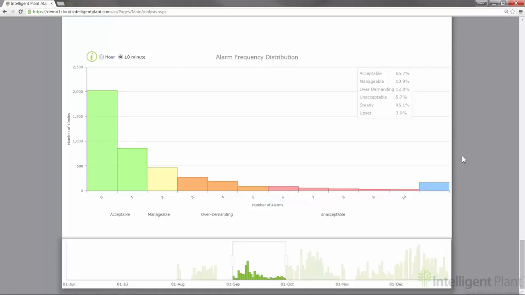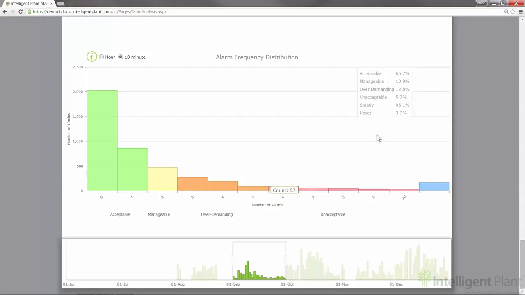In a modern integrated system with control, shutdown and fire and gas functionality, it is quite possible for this to occur. We can see that for this system there were 2024 10 minutes with no alarms, and that in fact no alarms is the most likely number of alarms for there to be. The green columns show acceptable performance, the yellow manageable, the orange over-demanding, and the red is unacceptable.